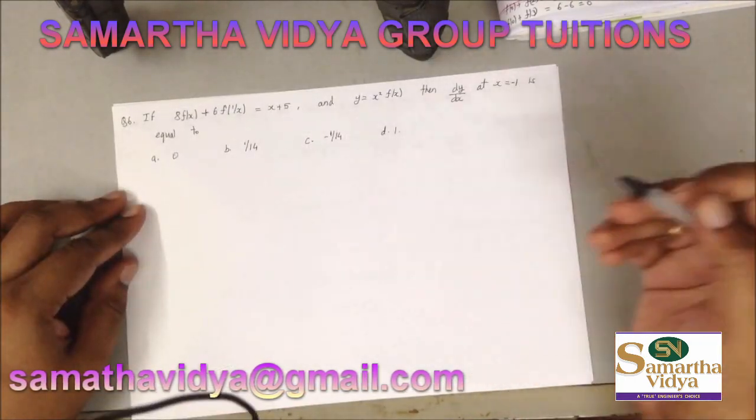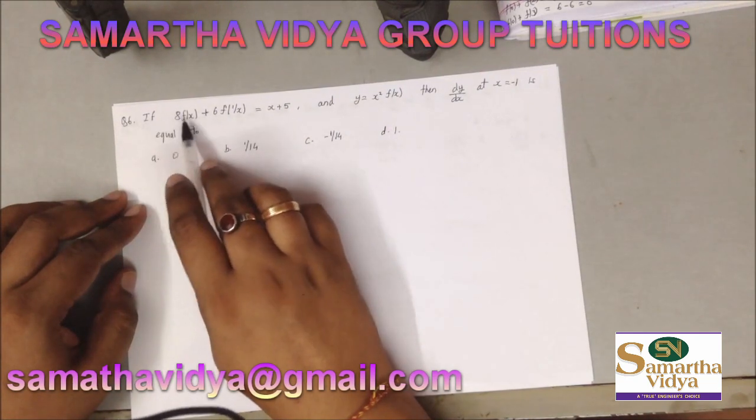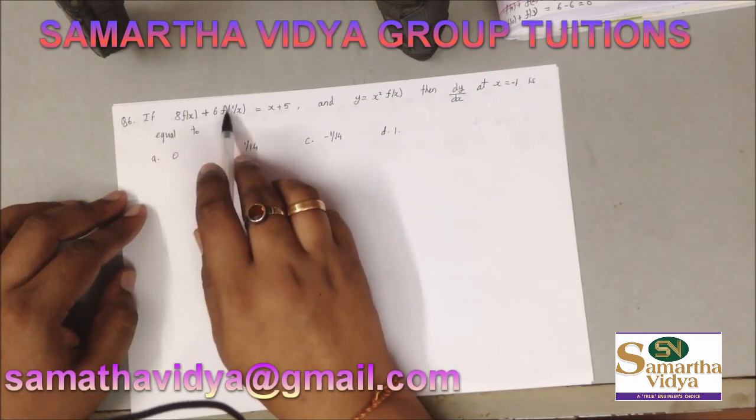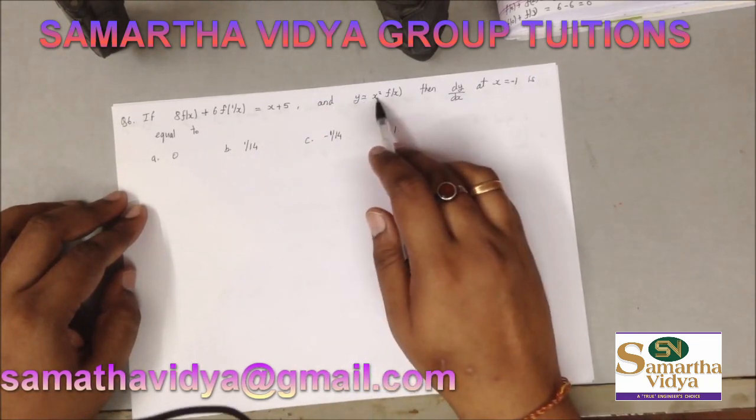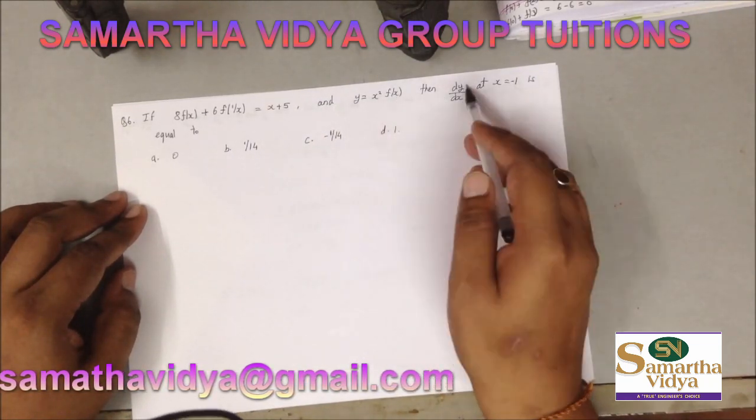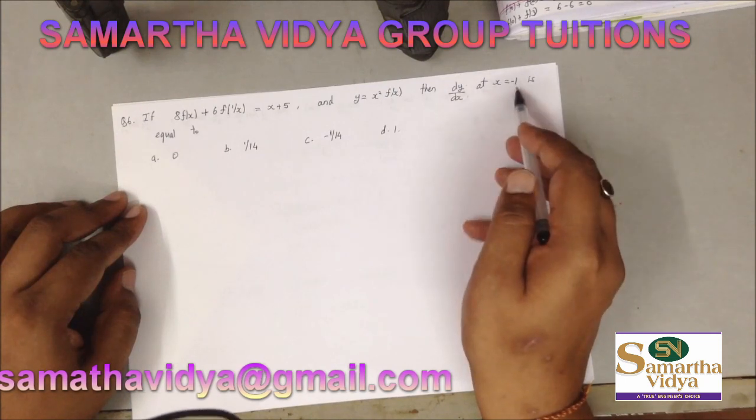So moving ahead with one more problem. So we have, if 8 f of x plus 6 f of 1 by x is x plus 5, and y is equal to x square f of x, then I need to find the dy by dx at x is equal to minus 1.